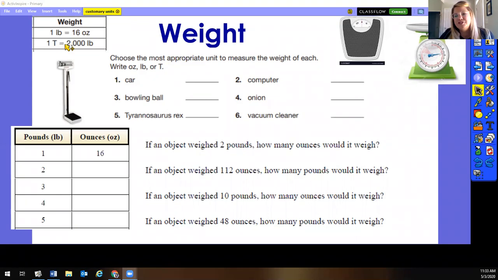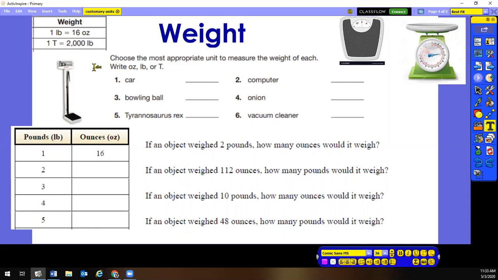So let's look at some of these questions and see what would be appropriate to use for each one of these circumstances. For a car, what would be most appropriate to use? An ounce, a pound, or a ton? And right here it tells you that 1 ton is 2,000 pounds. So what's going to be most appropriate? Definitely a ton. A ton would be most appropriate. Oh, and it says to write the abbreviation. So the abbreviation for ton is a capital T.